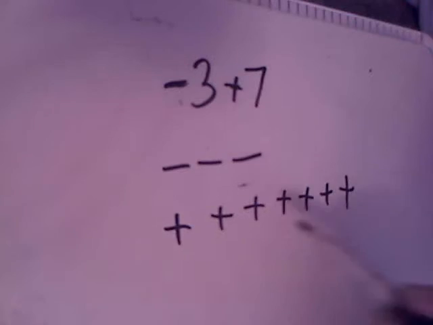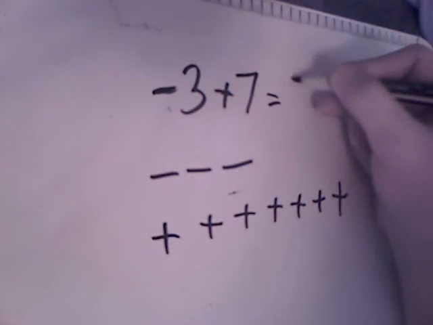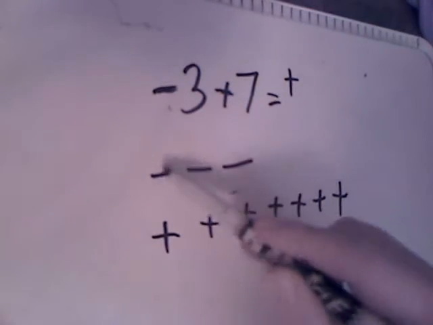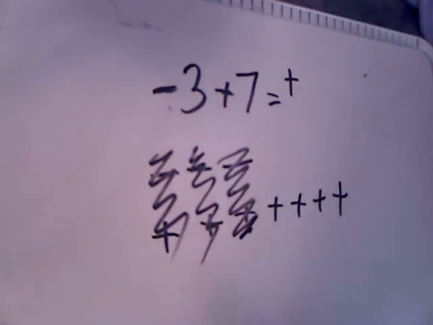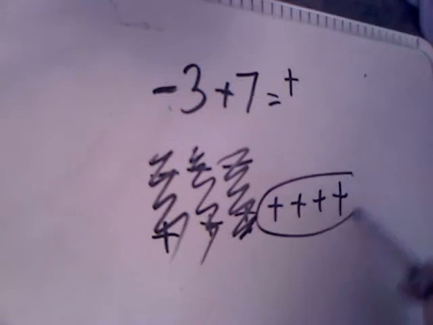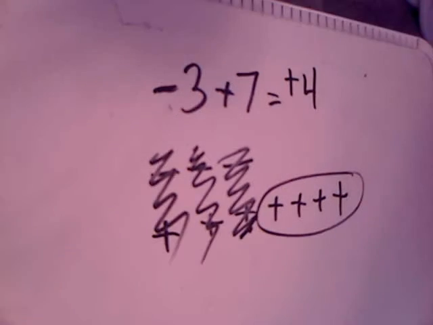Because there are more positive signs, that's going to be the sign in your answer. These 2 fight and they cancel each other out. These 2 fight and they're gone. These 2 fight and they're gone. Which means there are 4 positive signs left over. Your answer is +4.